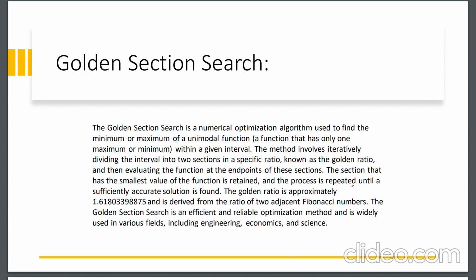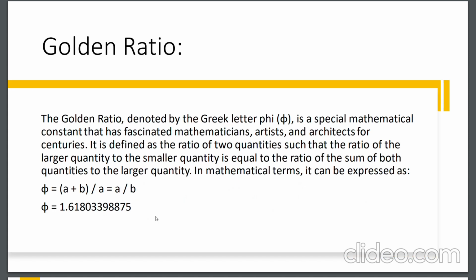Then after that, we'll be getting an interval between those 2 points, and we'll be getting our maximum or minimum of the function. So how is this golden ratio found? It is the ratio of adjacent Fibonacci numbers, such that the ratio between them is taken as constant as it goes on. Then we'll be finding the golden ratio.